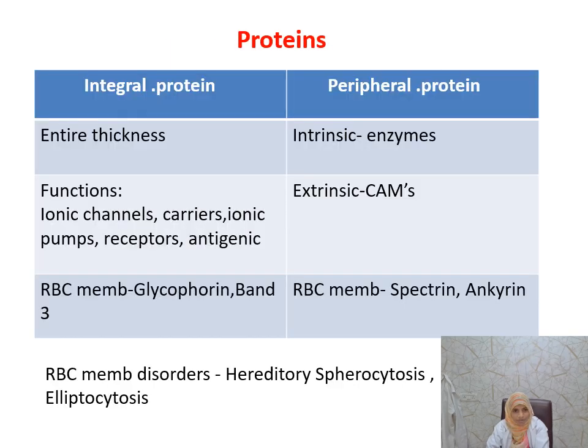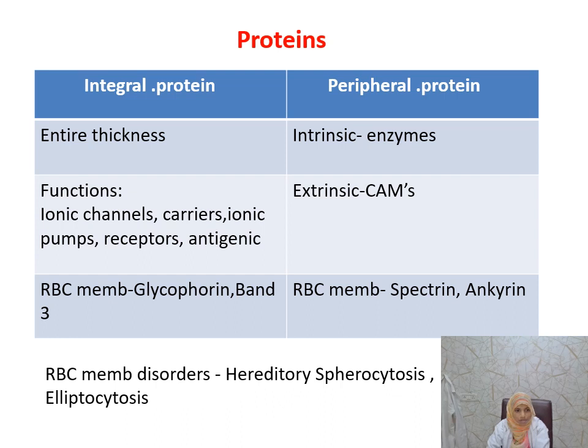Now we have different types of protein: integral protein and peripheral protein. Integral protein, also called transmembrane protein, spans the entire thickness of the cell membrane. Whereas peripheral protein can be present inside or outside. If present inside, we call it intrinsic peripheral protein; the example is enzyme. If present outside the cell membrane, we call it extrinsic peripheral protein, and the example is cell adhesion molecule. RBC membrane proteins like spectrin and ankyrin are examples of peripheral protein.